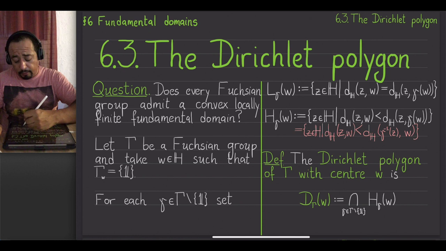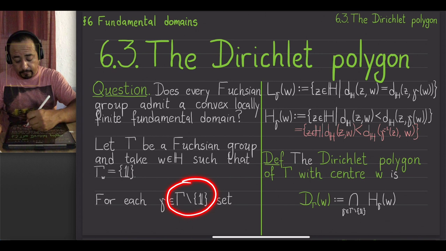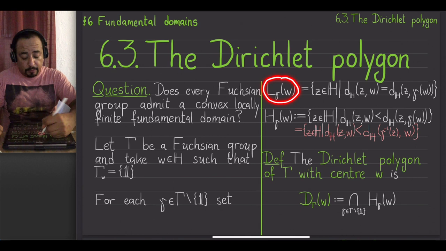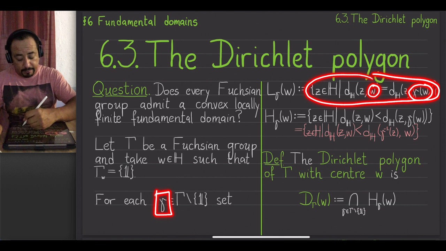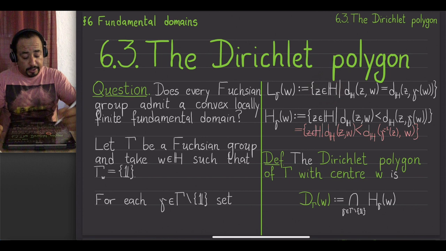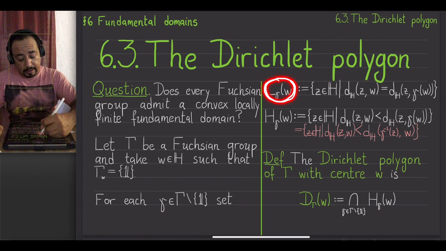Now for each non-identity element gamma of the Fuchsian group, we denote by L_gamma(W) the bisector between W and the image of W under the element gamma. So it's the set of all points in H that are equidistant from W and gamma of W. This is a shortest curve. It's a geodesic in H.